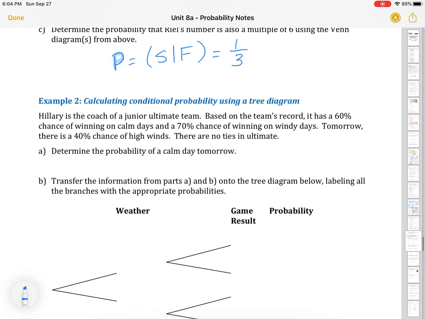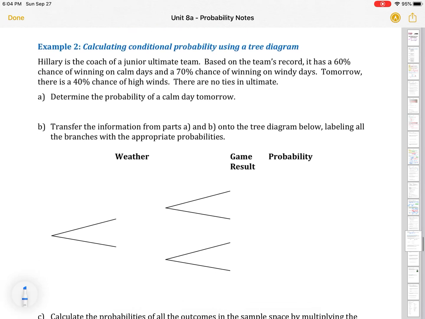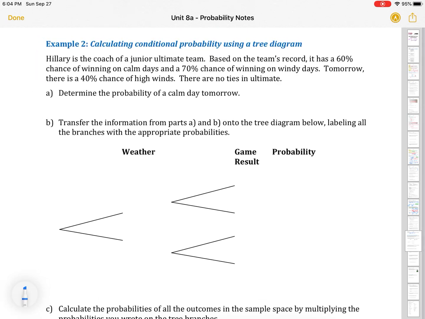Calculating the conditional probability using a tree diagram. These work really well when we have percentages. Hillary is the coach of a junior ultimate team. Based on the team's record, it has a 60% chance of winning on calm days and a 70% chance of winning on windy days. Tomorrow there is a 40% chance of high winds.